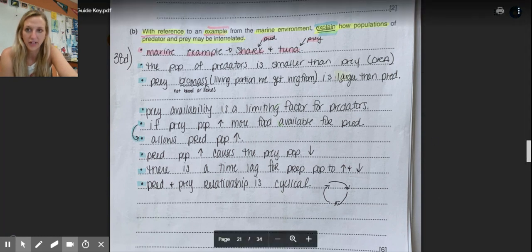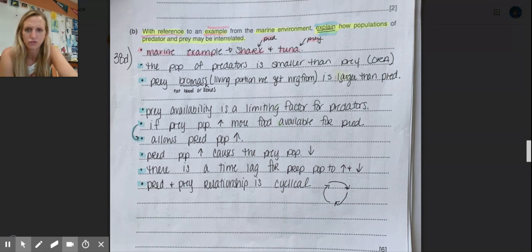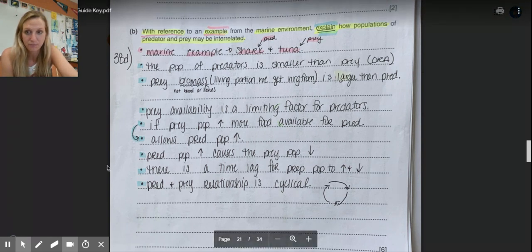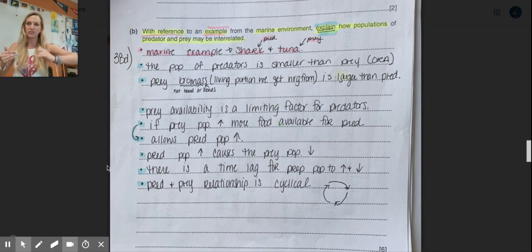Okay, so there's a time lag, and I know there's a graph coming up, so I'll show you what I mean by that time lag. They just cannot be changing at the same time. The predator either increases or decreases in response to the prey. So if the prey starts to increase, you might see a couple of months later the predator is going to increase. When the prey starts to go down because there are too many predators, a few months later the predators decline too. They're not dying at the same rate. So there is a time lag on the graph.